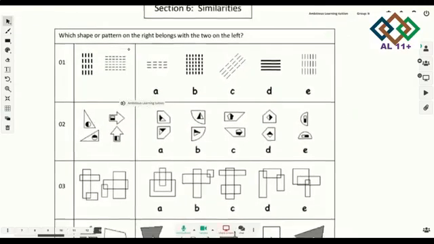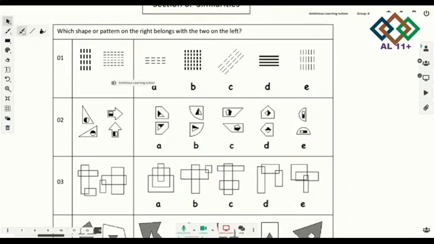This is the similar one. I like this section. So which of the ones are similar? Which shape or pattern on the right belongs with the ones on the left? So it should be the same. So there has to be 4 or 6 lines. This has 4. This has 6. So we are looking for 4 or 6 lines that have to be straight, not diagonal. The lines are divided into pieces according to the number of lines they are. So it has to be B.